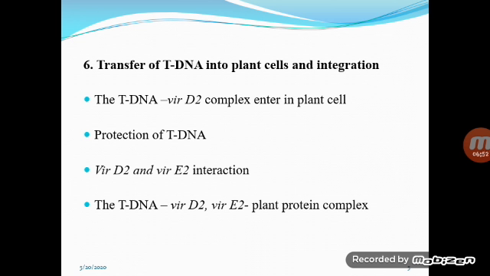The tDNA, VirD2, VirE2 and plant protein complex enters the nucleus through the nuclear pore complex. Within the nucleus, tDNA gets integrated into the plant chromosome through a process referred to as illegitimate recombination. Illegitimate means illegal. It is an illegal recombination.